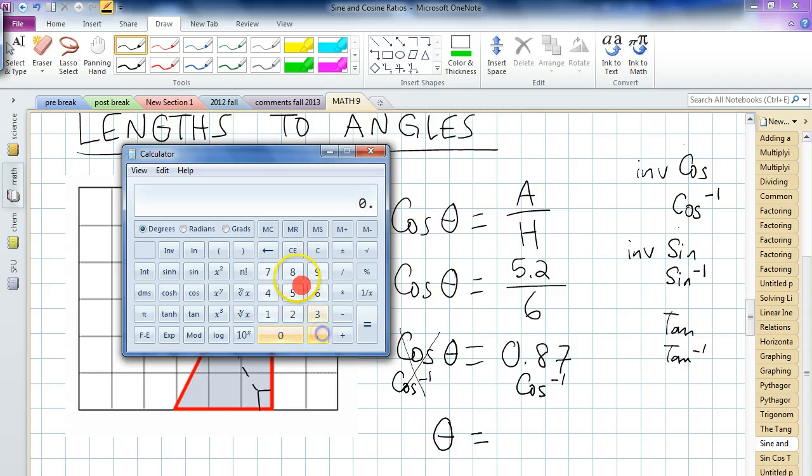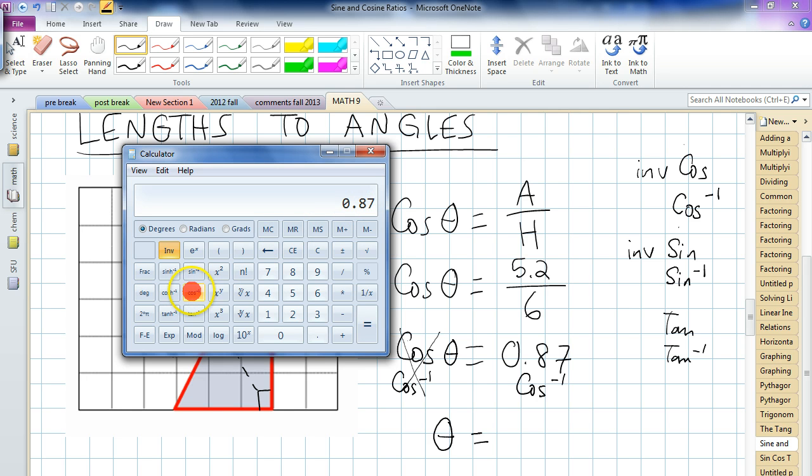So we punch 0.87, and then we want this. And again, depending on your calculator, you have to look for it and see how your calculator does that. On my calculator, there's sin cos tan. I hit the inverse button, and watch what happens to sin cos tan. I hit the inverse button, and boom, it switches it for me. So I want cos to the negative 1, which is that.